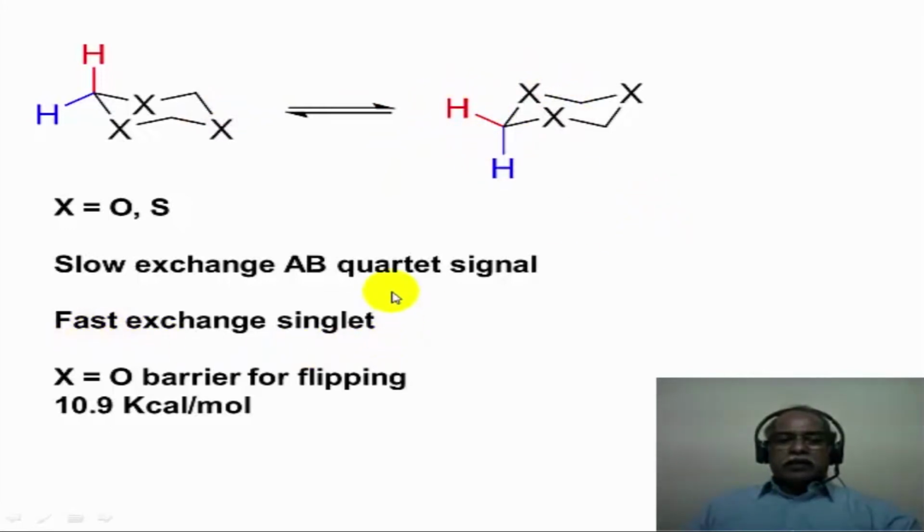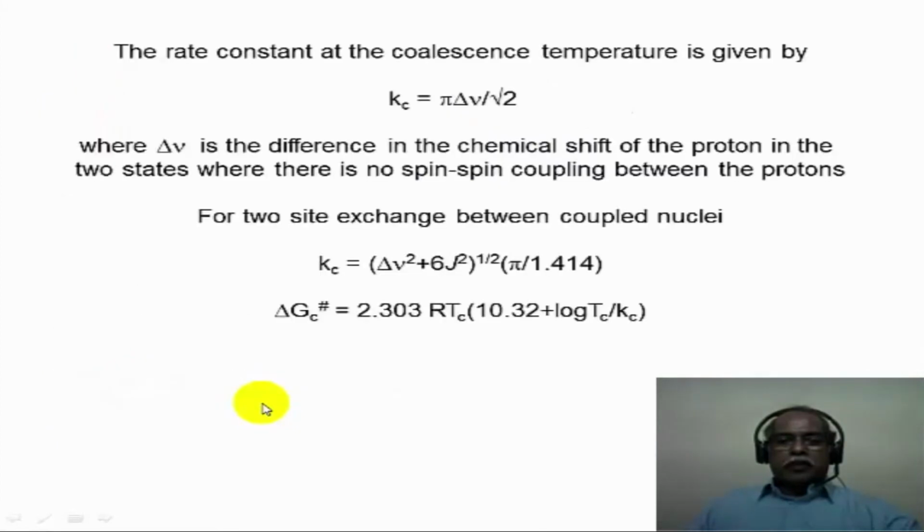So essentially, one gets only a singlet kind of NMR spectrum at room temperature or at a higher temperature where rapid interconversion is taking place. Now, based on the variable temperature NMR study, in the case of the 1,3,5-trioxane molecule, the barrier for flipping of one chair conformation to the other chair conformation is very similar to the one that you see for cyclohexane, namely 10.9 kilocalories per mole.